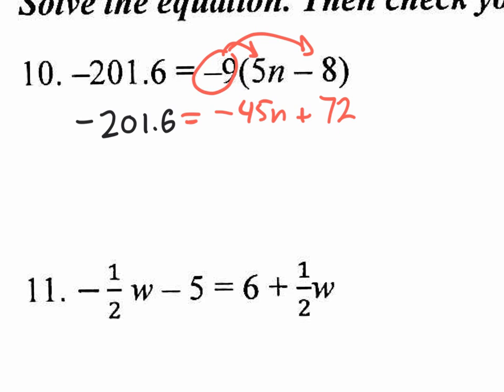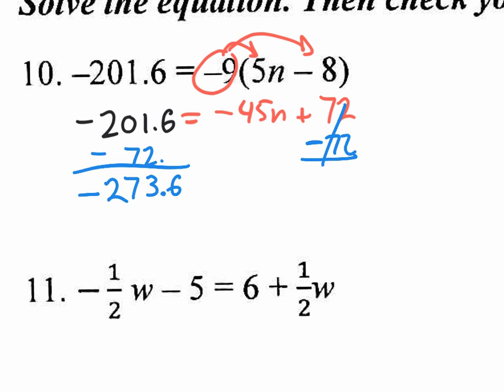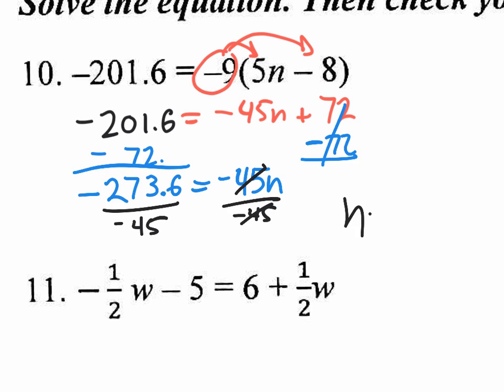So I'm going to get rid of this 72 by subtracting 72. And what I do to one side, I do to the other, subtract 72. And with the calculator, you'll get negative 273.6. And of course, we're going to bring down the equal sign, bring down the negative 45n. And we still need to get the n by itself. So my final step would be to divide by negative 45 and divide by negative 45. This cancels, and n will equal, again with the calculator, we get 6.08.